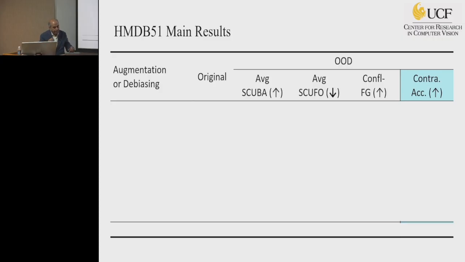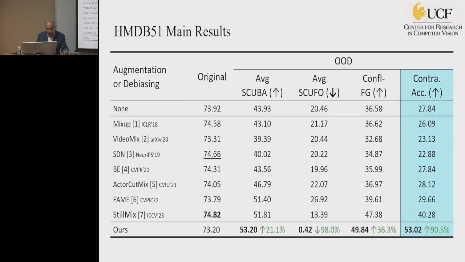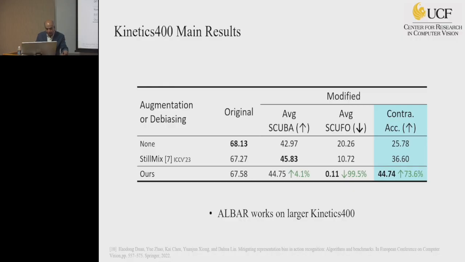So that's the idea. Now we can look at the results on HMDB51. As you see, if we don't deal with this issue of background foreground bias, then these are the metrics, and this should be much higher, this should be lower, this should be higher, and so on. Now this one is our method, which improves about 21%, this improves about 98%, this improves about 36%, and so on.